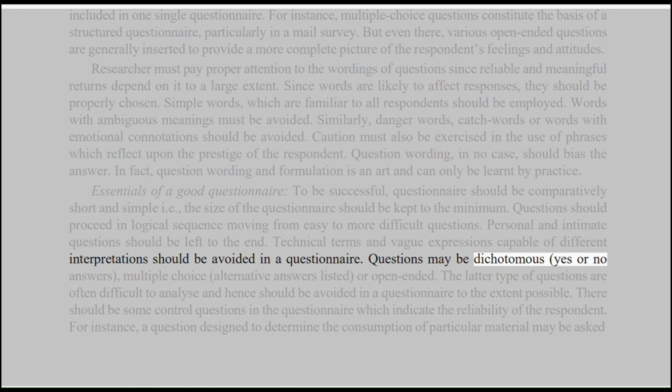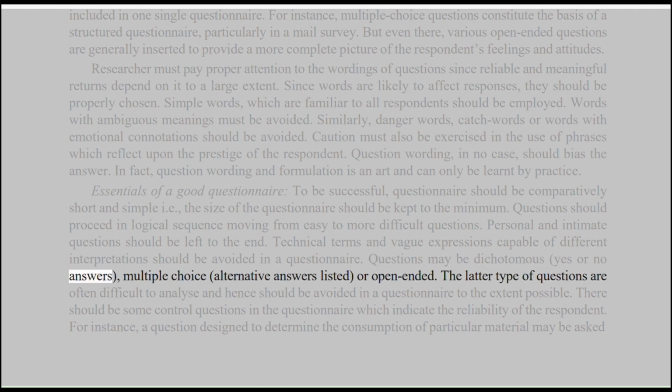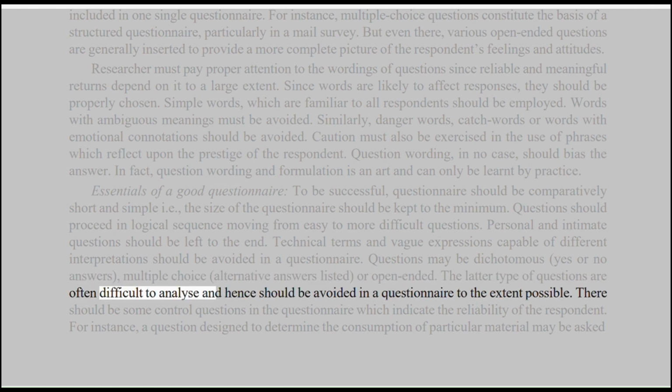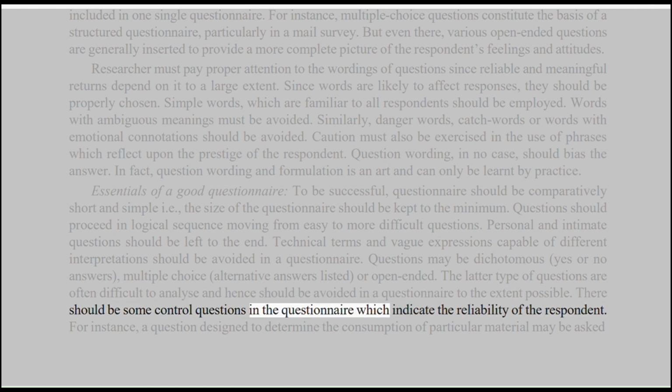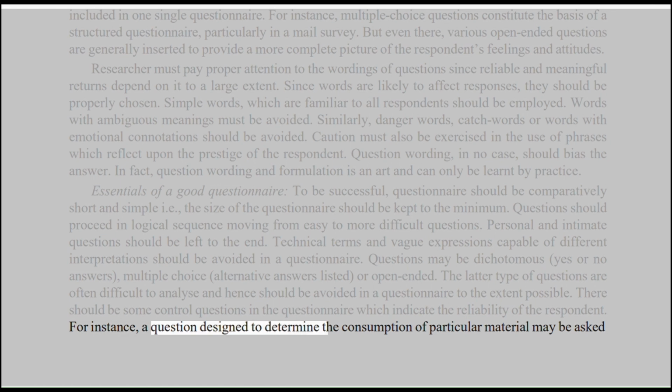Questions may be dichotomous, yes or no answers, multiple choice, alternative answers listed, or open-ended. The latter type of questions are often difficult to analyze and hence should be avoided in a questionnaire to the extent possible. There should be some control questions in the questionnaire which indicate the reliability of the respondent. For instance, a question designed to determine the consumption of particular material may be asked.